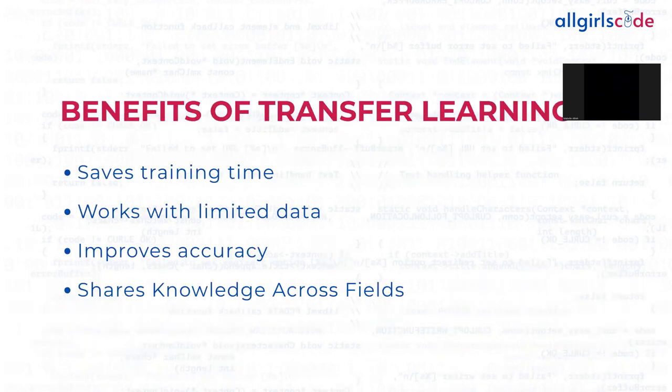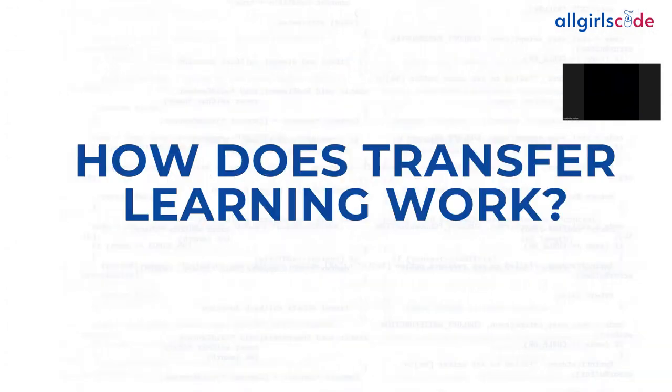Now, what are the benefits and the reasons why people, even researchers, use transfer learning all of the time? First, you do not need weeks of learning. You save training time. Second, even just a few pictures can work, so you can work with limited data. Third, it already knows a lot of helpful things, so you can improve your accuracy. And finally, it can help in several domains and it shares knowledge across fields. So it's faster, smarter, and super efficient.